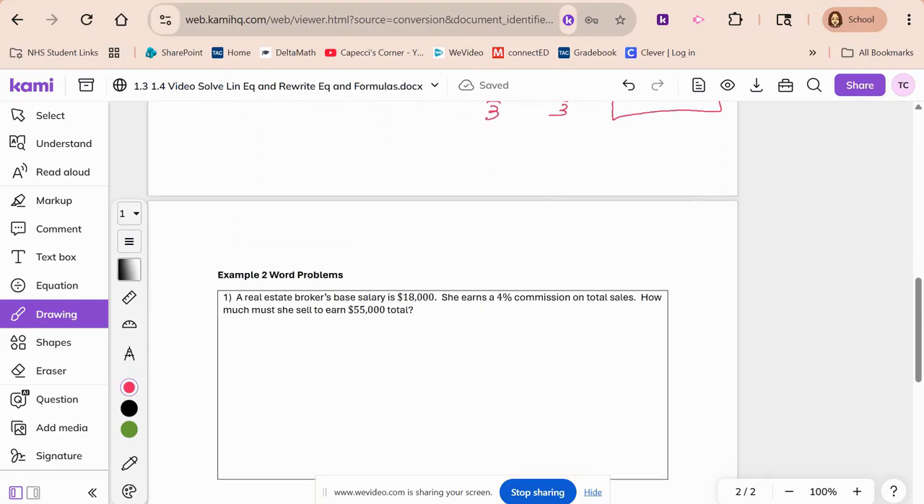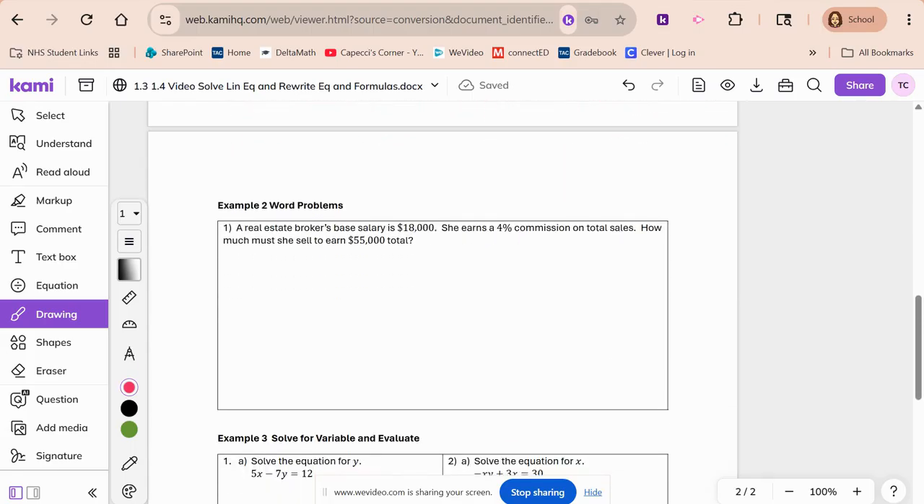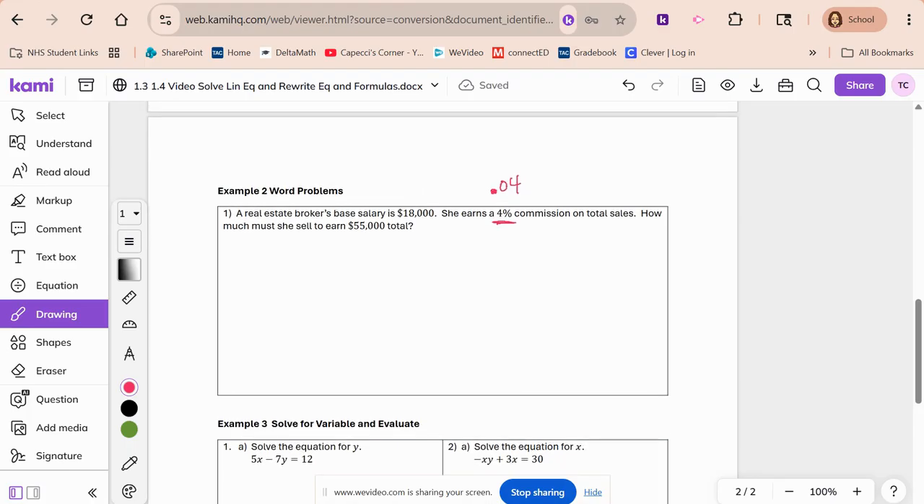All right, moving on to our next section, let's take a look at a word problem here. We have a real estate broker whose base salary is $18,000. So that means that real estate broker makes $18,000 no matter what. She also earns 4% commission. Now, 4%, remember, in decimal is 0.04, on total sales. How much must she sell to earn $55,000?